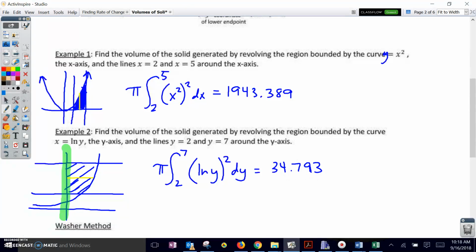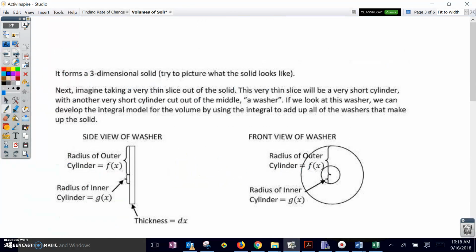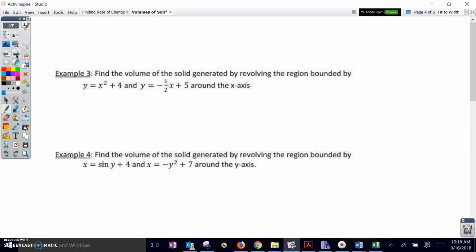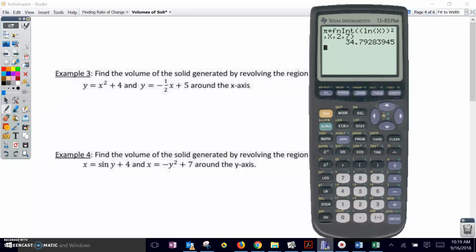Alright, so those are two disk-based solids to find the volumes of. Let's go on to washer-based solids, and if you look at the lesson, there's a lot of review description of how we use the washer method and some pictures and stuff like that. We're going to skip right ahead to these examples. Example 3, we're going to find the volume of the solid generated by revolving the region bounded by these two curves around the x-axis. So I'm going to go ahead and graph those two curves.